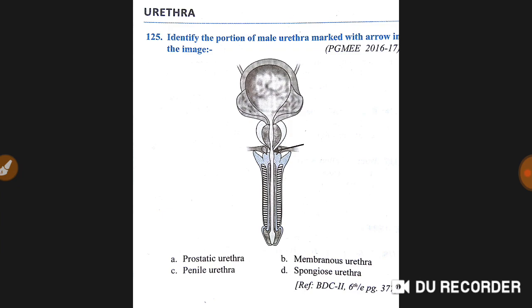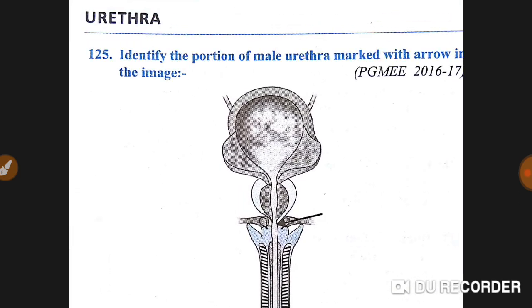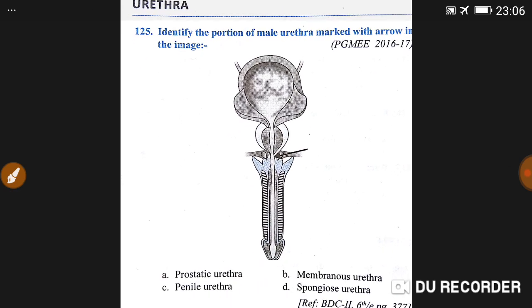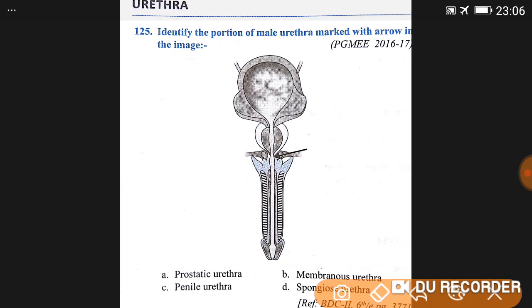Today we are going to discuss image-based MCQs. And guys, at least 20 or 25 image-based MCQs will come in your NEET PG exam. So let's start. I'm not going to waste your time with too much talk. Identify the portion of the male urethra marked by the arrow.